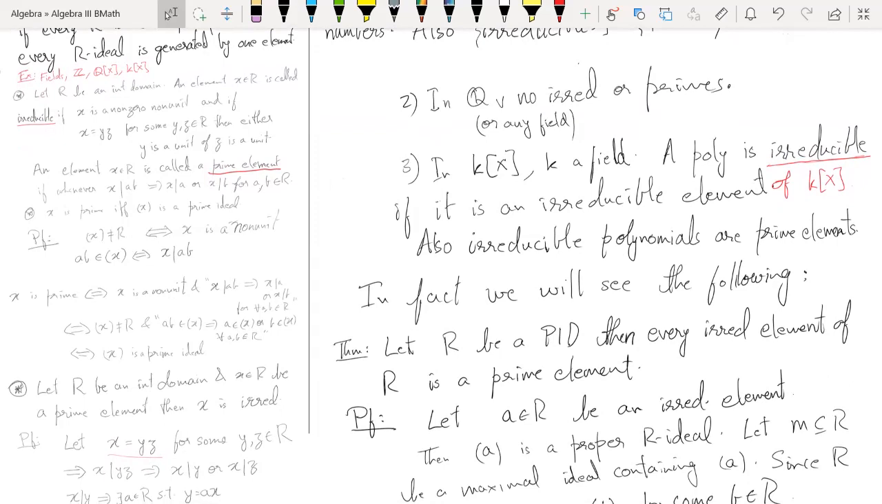So let a in R be an irreducible element. First we are showing that every irreducible element in a PID is a prime element. We want to show that a is a prime element. Remember, a prime element is the same as saying that the ideal generated by a is prime. So that is what we'll do. We'll show that the ideal generated by a is prime. That was the tautology which we have here.